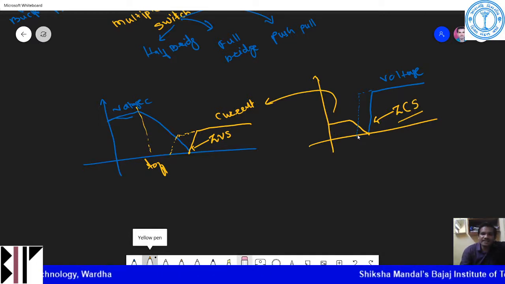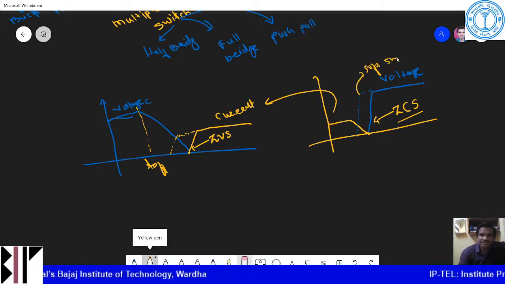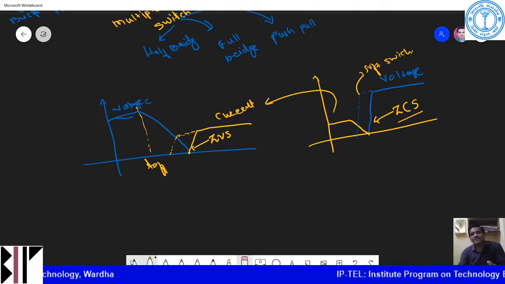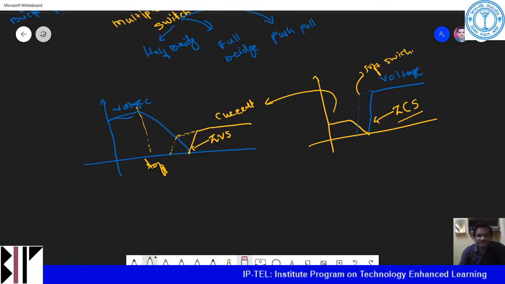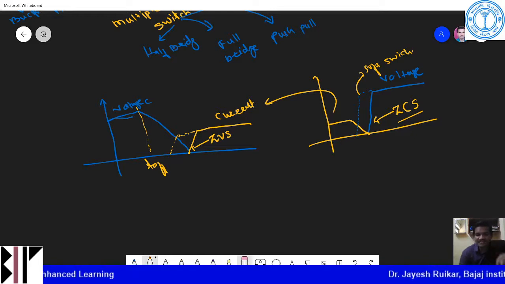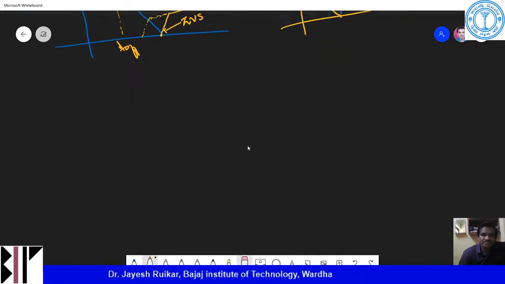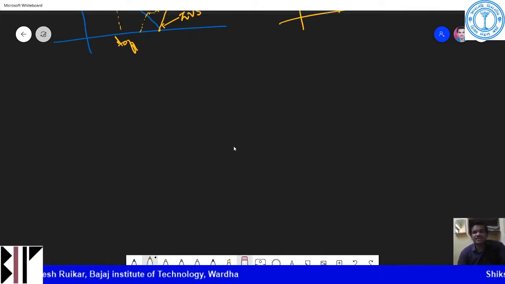And if it starts before your current reaches 0, likewise this, that is called hard switching, sorry, soft switching. Hard switching and soft switching, this is the difference. So voltage reduces to 0 and then current increases, this is what I will call soft switching. And if the current increases before the voltage reaches 0, this is called my hard switching.